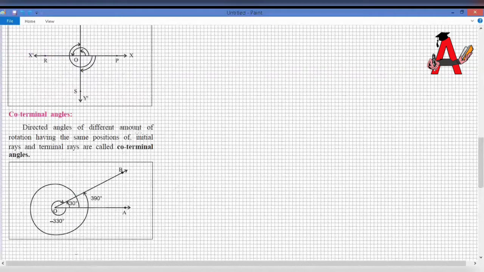Directed angles of different amounts of rotation having the same initial and terminal position are called coterminal. This is OA and this is OB. The angle between them is 30 degrees. Simply, angle AOB is 30 degrees.